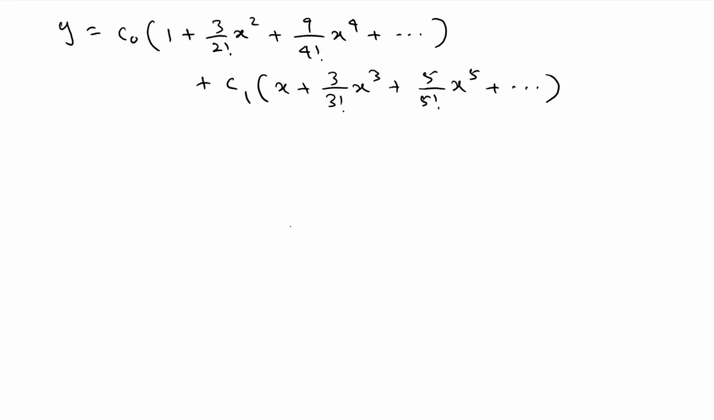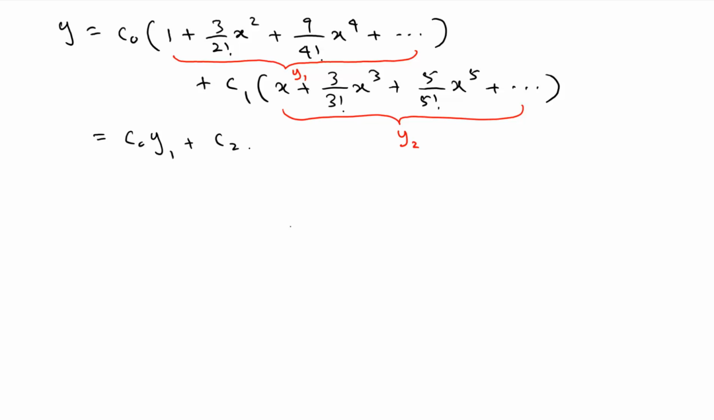We consider this as one function y1, and this as the other function y2. If you call them the y1 function and y2 function, then you can write the solution as C0 y1 plus C1 y2. Those are the two functions, and they are linearly independent because of the different powers. So that's the general solution.